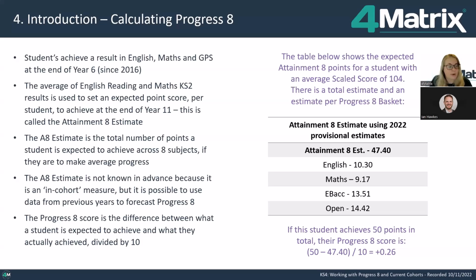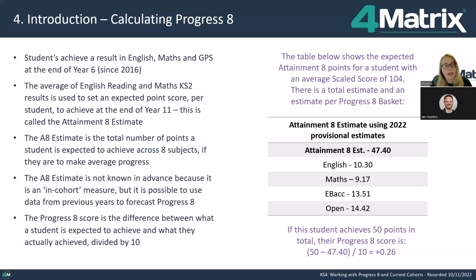The A8 estimate is not known in advance, but it is an in-cohort measure, but it is possible to use our data from previous years to forecast Progress 8 and give an indicative Progress 8 score. The Progress 8 score is a difference between what a student is expected to achieve and what they actually achieve, divided by 10.